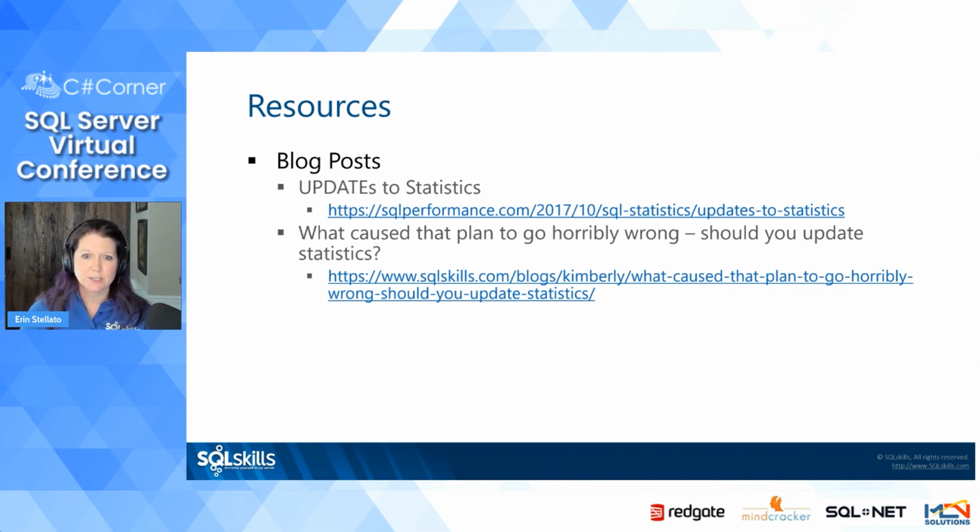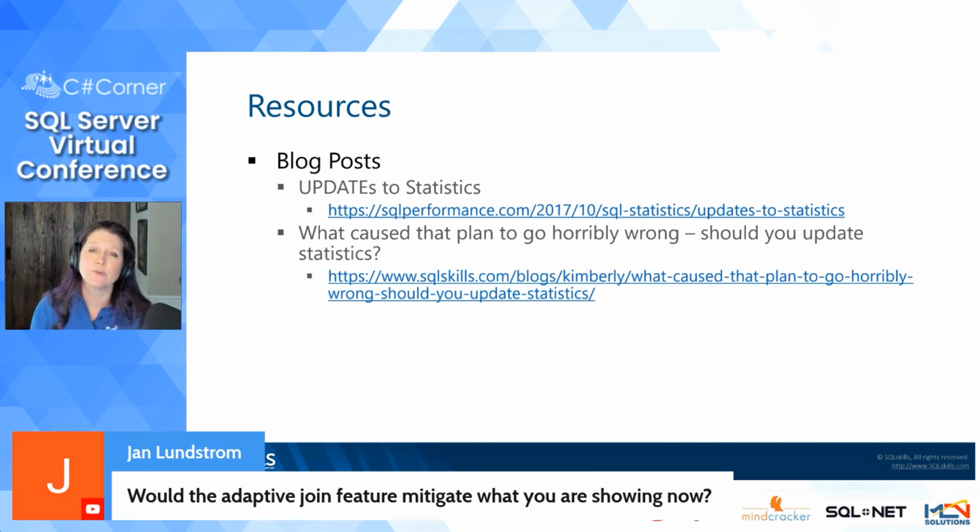So there's a question: would the adaptive join feature mitigate what I am showing? So yes, right? That's designed to help a parameter sensitive problem, assuming that I'm going between a nested loop and a hash join, which I was in that example. So in the adaptive join scenario, which was introduced in 2017, right? You've got to have the appropriate compat mode there for that feature to be in play. 2017 was column store, 2019 supported with row store. Yes, it would flip between that based upon the number of rows coming in.